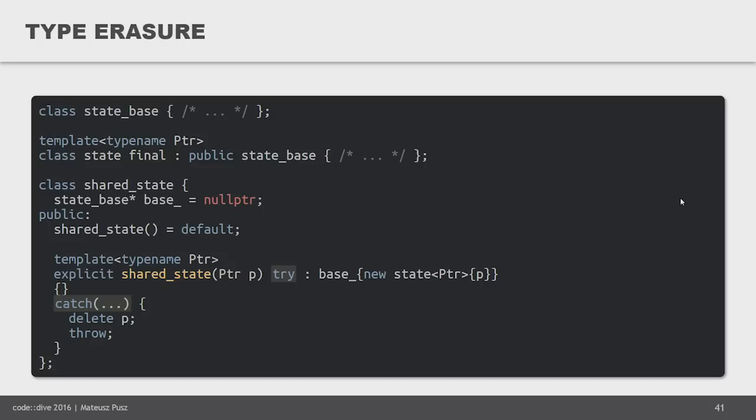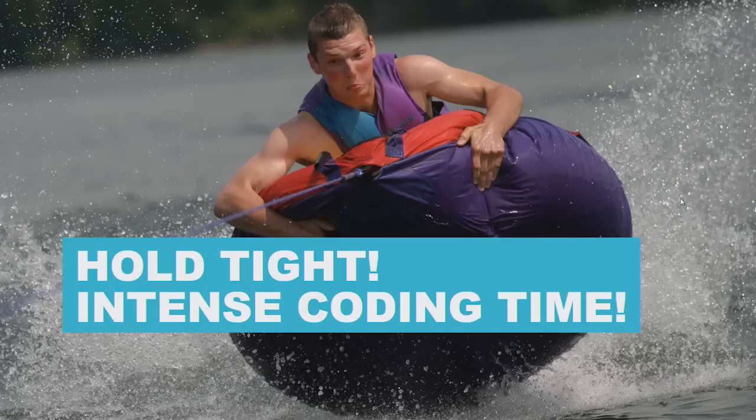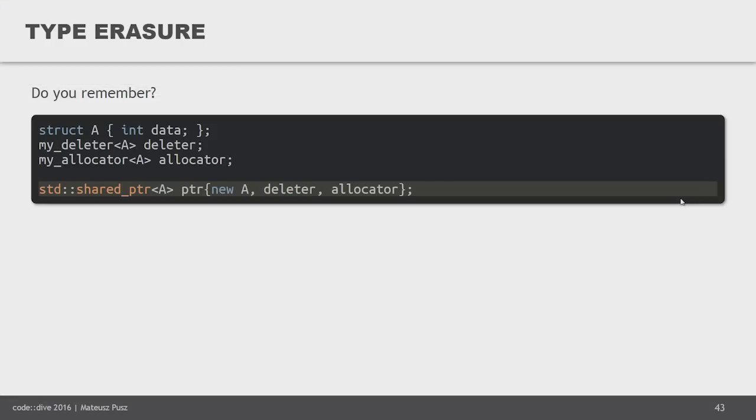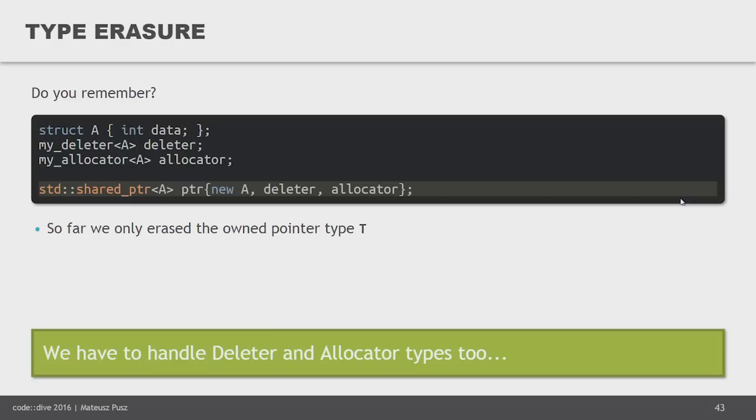Okay, are you with me? So hold tight. It will be even better. Because right now we handled only the pointer type of the smart pointer. Right now we have to handle also the deleter and allocator types provided to the shared pointer.